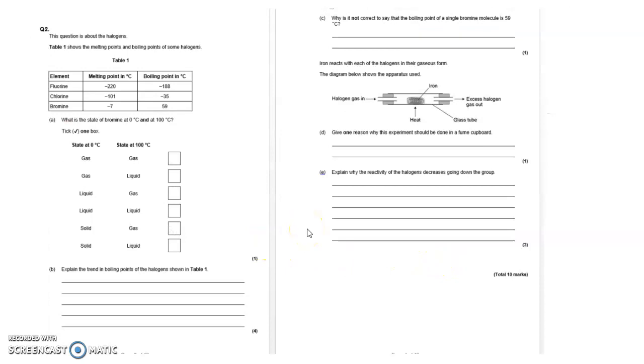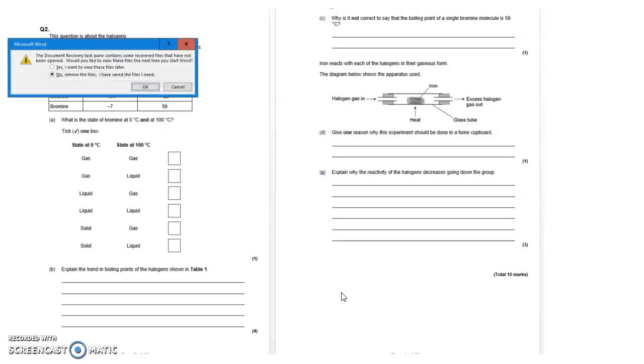Okay, question 2. You've got some information about melting point. Students often mess up here. Remember that if a substance is colder than its melting point, then it will be solid. If it's above its melting point, but below its boiling point, it's a liquid. And if it's above its boiling point, it's a gas.